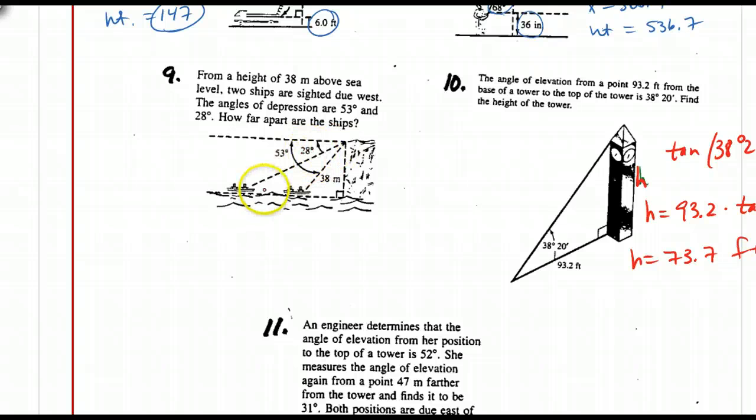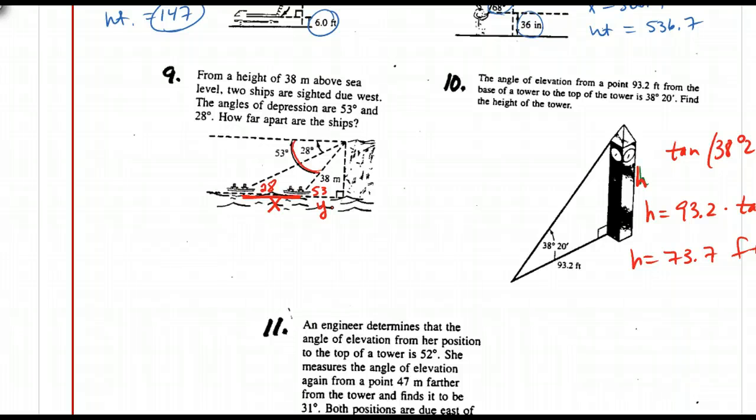Well, if that angle is 28, then this little angle is also 28. And if that large angle here, this whole thing is 53, then this one also is 53. So we're actually looking for this x right here, which is the distance of the two ships. In order to find that out, I need to know also distance y.